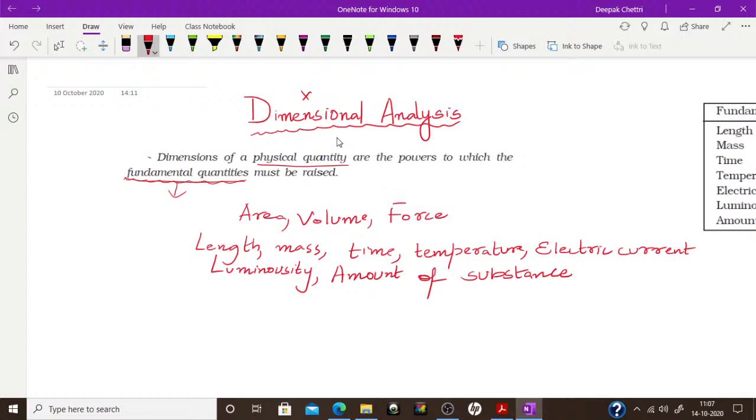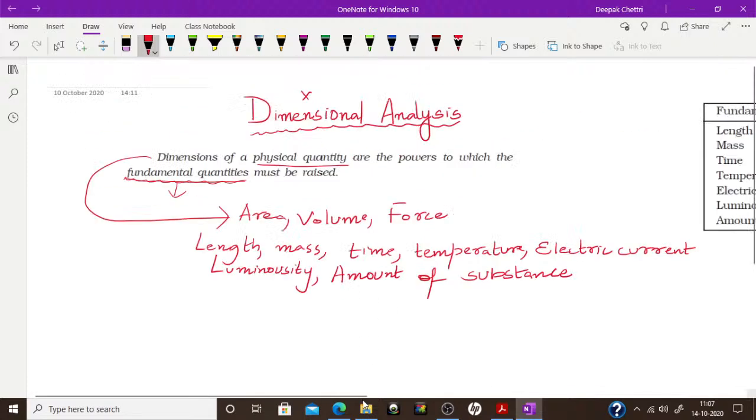Okay, so the dimension of any physical quantity like area, volume, or force is the powers to which these quantities must be raised. Dimensions are the powers of these fundamental quantities. Is it clear?